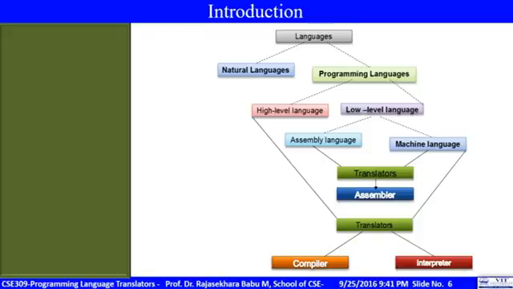Assembly language is in the form of mnemonics. It is easy to understand. For example, if there is an addition operation, we can simply remember it as add, subtraction operation by sub, division operation by div, and so on.